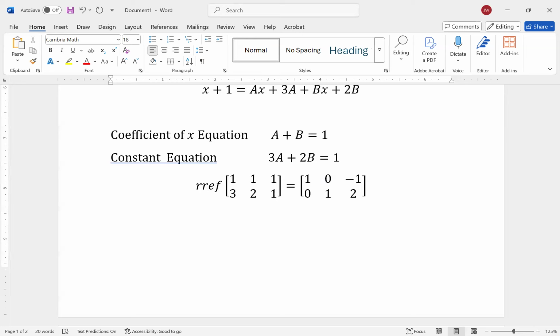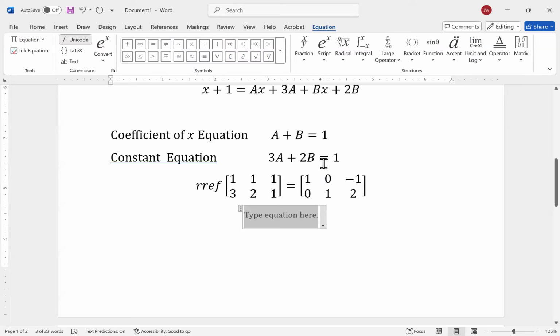And so in augmented matrix world, that means that A plus 0B equals -1. In other words, A equals -1. And the second row now means B is equal to 2. And again, plugging those in, you'll see that it works.